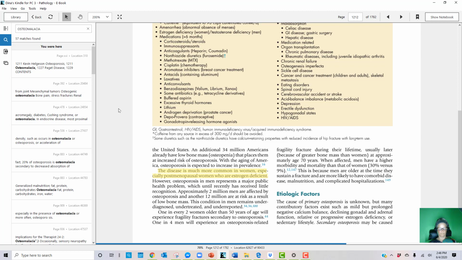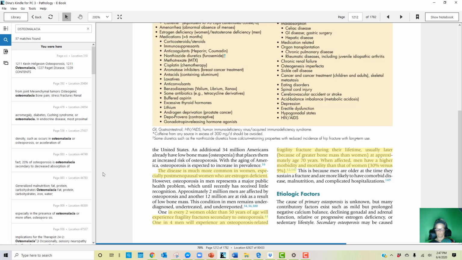1 in every 2 women older than 50 years of age will experience fragility fractures secondary to osteoporosis. 1 in 4 men will experience an osteoporosis-related fragility fracture during their lifetime, usually later, at approximately age 70 years, because of greater bone mass than women. When affected, men have a higher morbidity and mortality than women, 30% versus 9%. This is because men are older at the time they sustain a fracture and are more likely to have comorbid disease, malnutrition, and complicated hospitalizations.